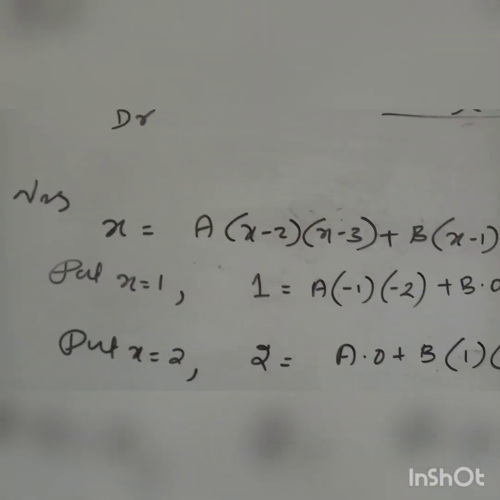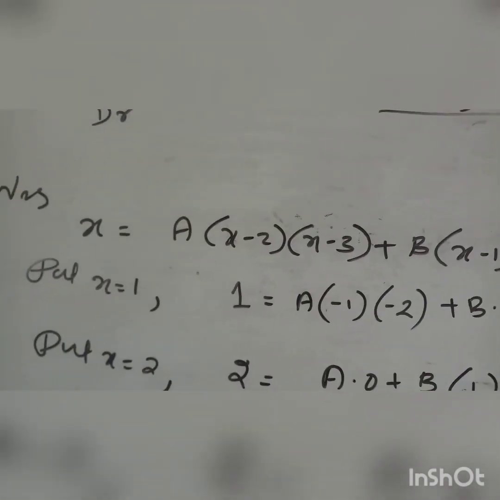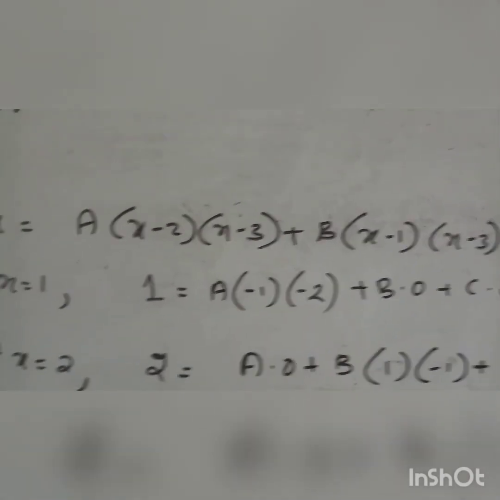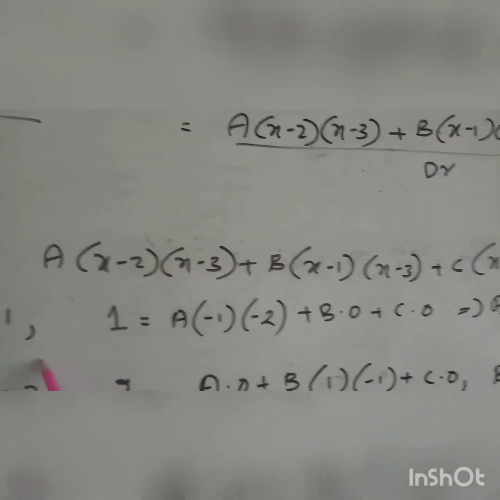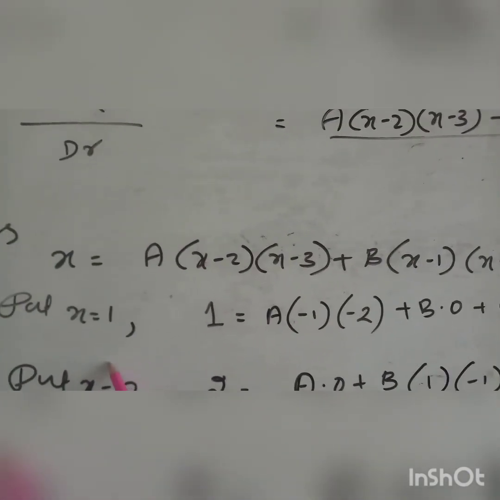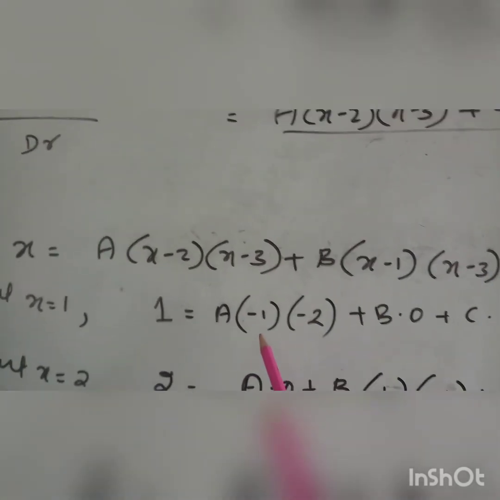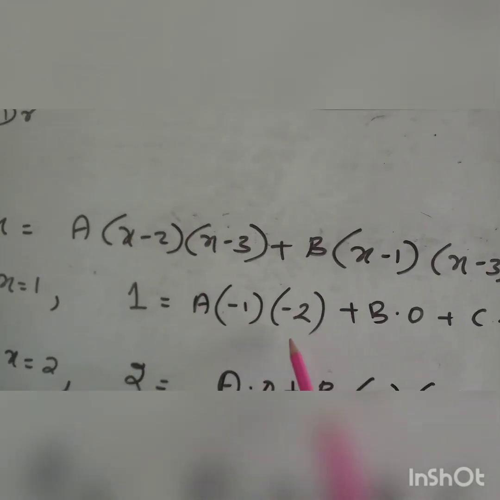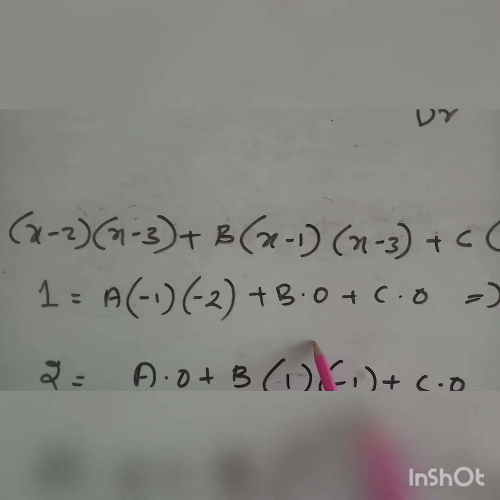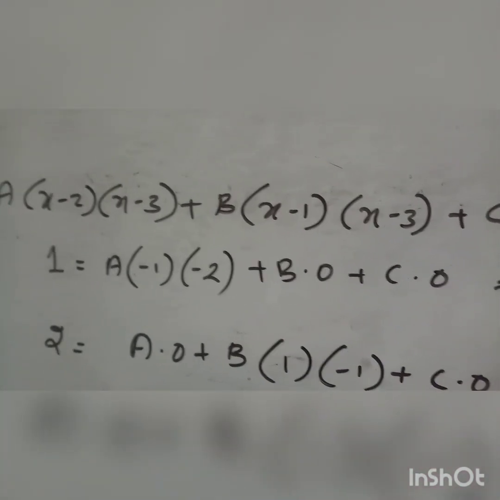Here the method for getting the values of a, b and c is very simple, because the factors are x minus 1, x minus 2 and x minus 3. So put x equal to 1 in this. Left side is 1, a into (1 minus 2)(1 minus 3), and b into 0 and c into 0. So the value of a is equal to 1 divided by 2.